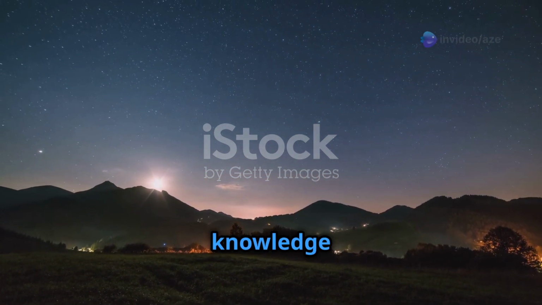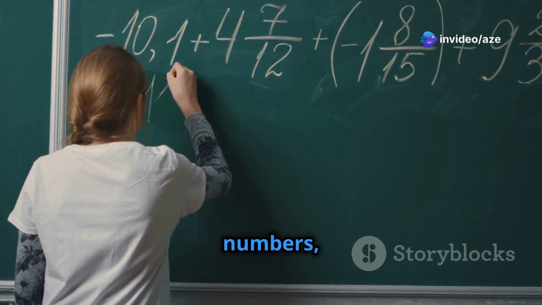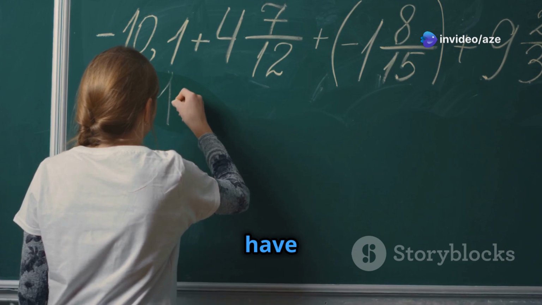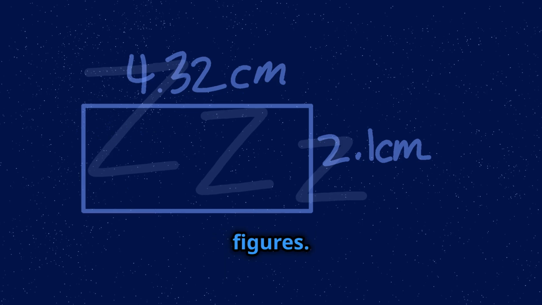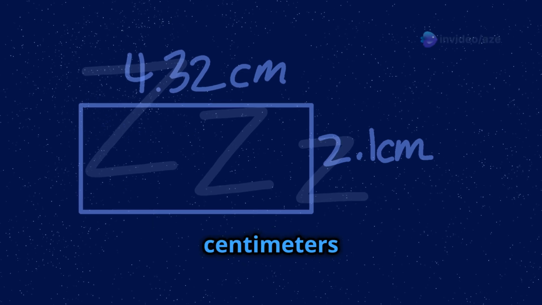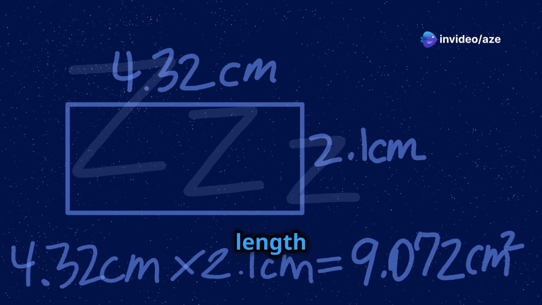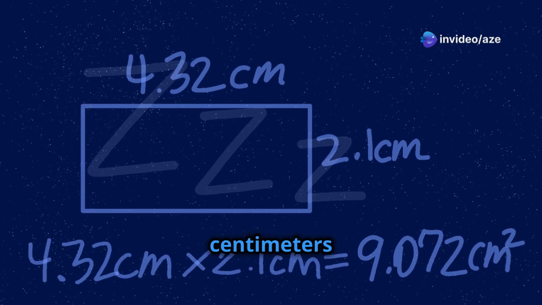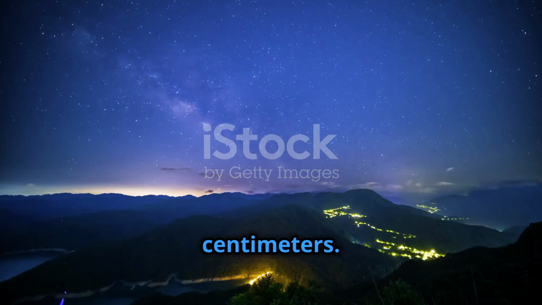Now it's time to put our knowledge of significant figures to the test. When we're multiplying or dividing numbers, the rule is simple. The answer should have the same number of significant figures as the measurement with the fewest significant figures. Let's say we're calculating the area of a rectangle that's 4.32 centimeters long and 2.1 centimeters wide. First, we multiply the length and width: 4.32 centimeters times 2.1 centimeters equals 9.072 square centimeters.